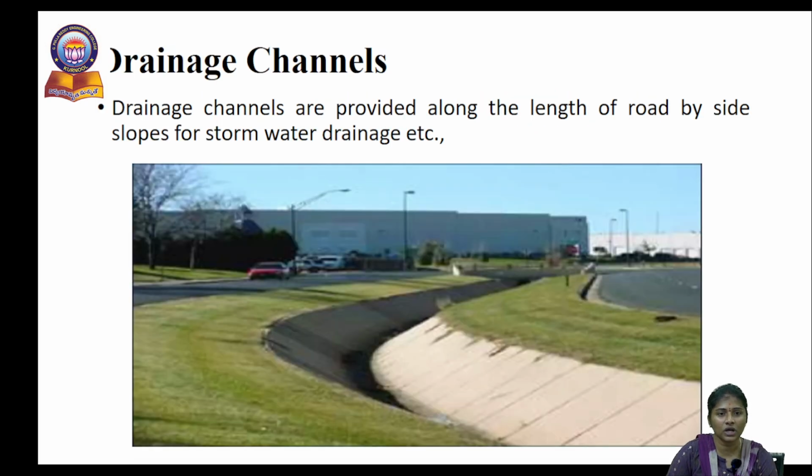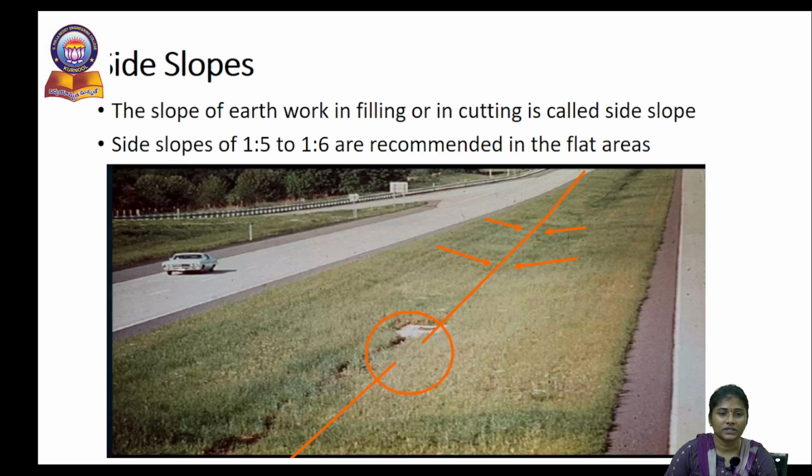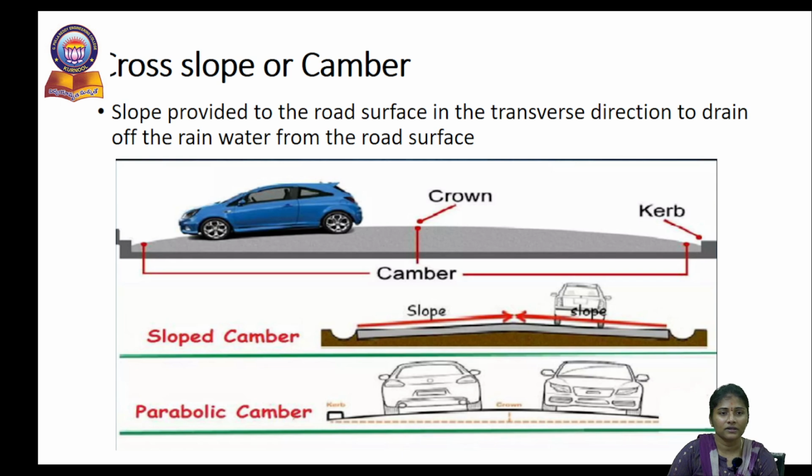Next, drainage channels. Drainage channels are provided along the length of the road by the side slopes for stormwater drainage. Next, side slopes. Side slopes of earthwork in filling or in cutting are provided. Side slopes of 1:5 to 1:6 are in general recommended in flat terrains.